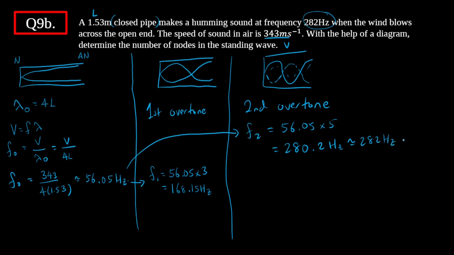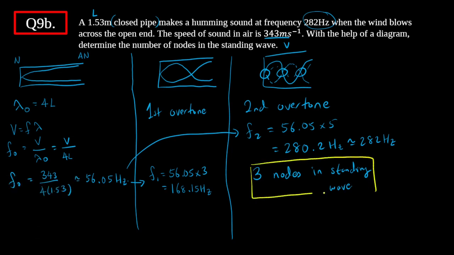How many nodes are in the standing wave? Well, we can count: 1, 2, 3. There are 3 nodes in the standing wave. Let me just underline that. Again, this second overtone is also known as the third harmonic.